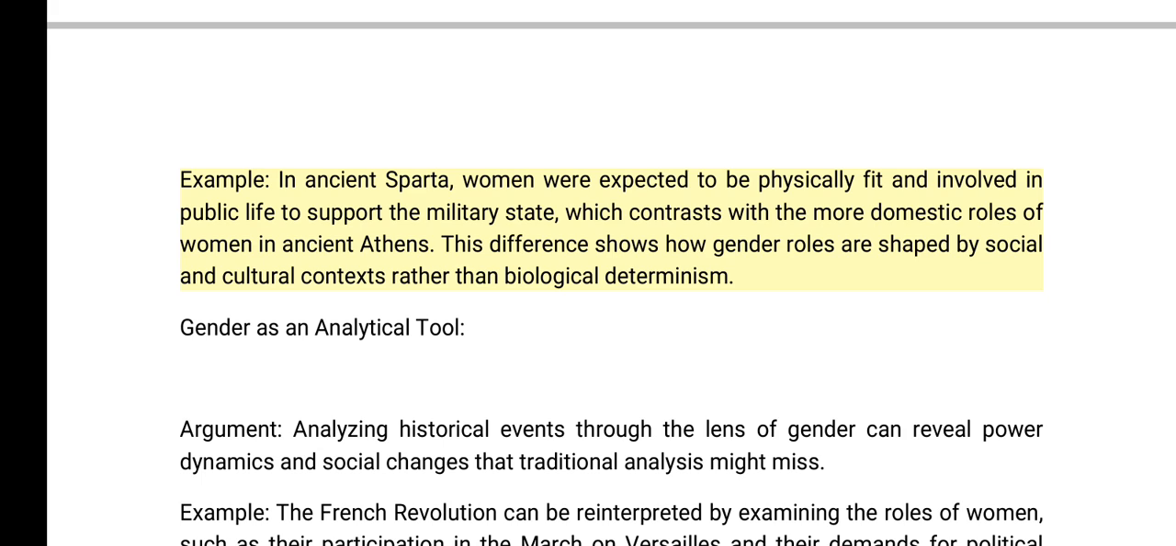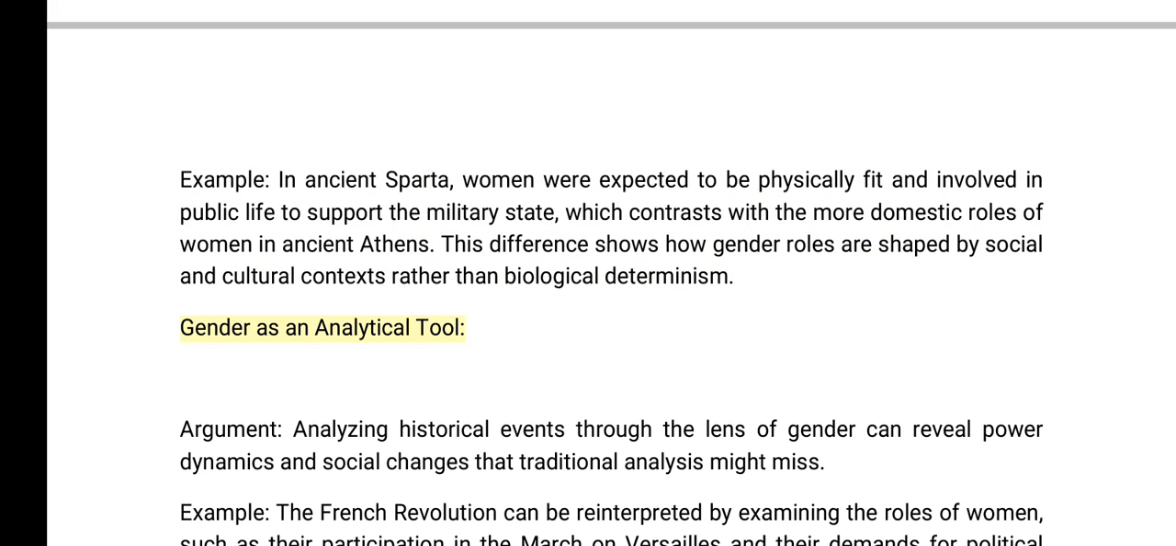Example. In ancient Sparta, women were expected to be physically fit and involved in public life to support the military state, which contrasts with the more domestic roles of women in ancient Athens. This difference shows how gender roles are shaped by social and cultural contexts rather than biological determinism.